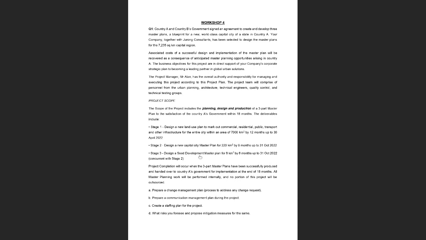In the first stage, stage one, you have to design a new land use plan to mark out commercial, residential, public transport, and other infrastructure. So you have an area of roughly 7,000 square kilometers. If you round this up, for this 7,000 square kilometers, you have to do the zoning of the land, right?